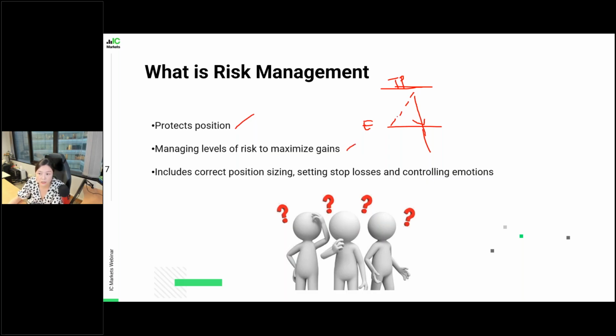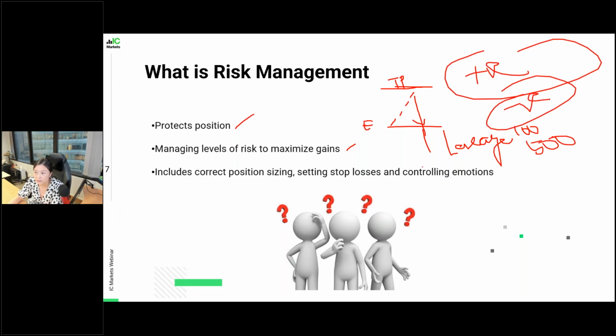So later on, I'll be touching on leverage. With a very high leverage account like 100, or maybe 500, you will have the potential of a more sizable account, which people tend to overbuy or oversell, and then there's a potential upside, but there's also a potential downside, right? And then the last one, proper risk management also includes correct position sizing, setting stop loss, and controlling emotions.